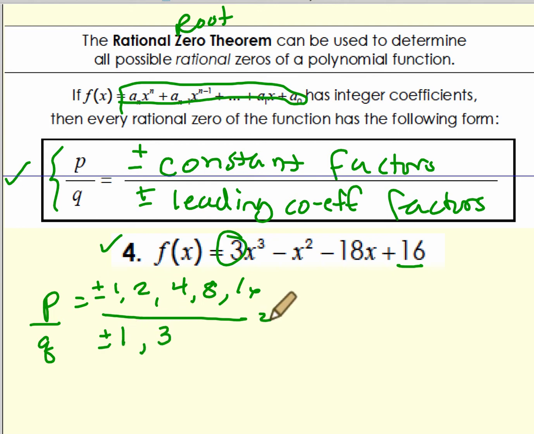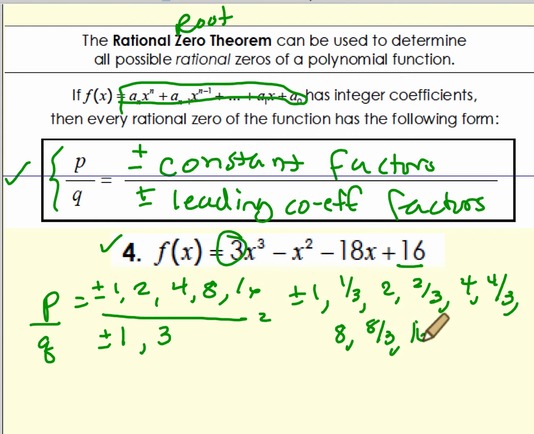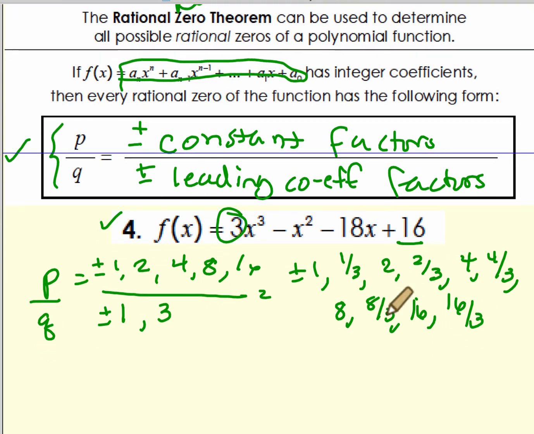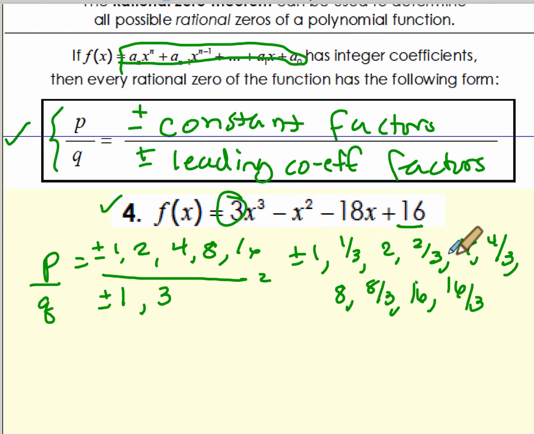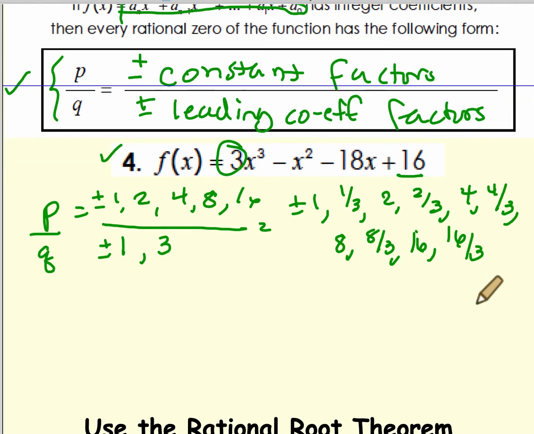Now the entire list is not just that. It's a combination of those numerators with those denominators. So I have 1 over 1, which is 1, 1 over 3, and those are all positives and negatives. I have 2 over 1, 2 over 3, 4 over 1, 4 over 3, 8 over 1, 8 over 3, 16 over 1, and 16 over 3. Quite a list. So what this is saying is I have 2, 4, 6, 8, 10, 12, 14, 16, 18, 20 possible rational zeros.